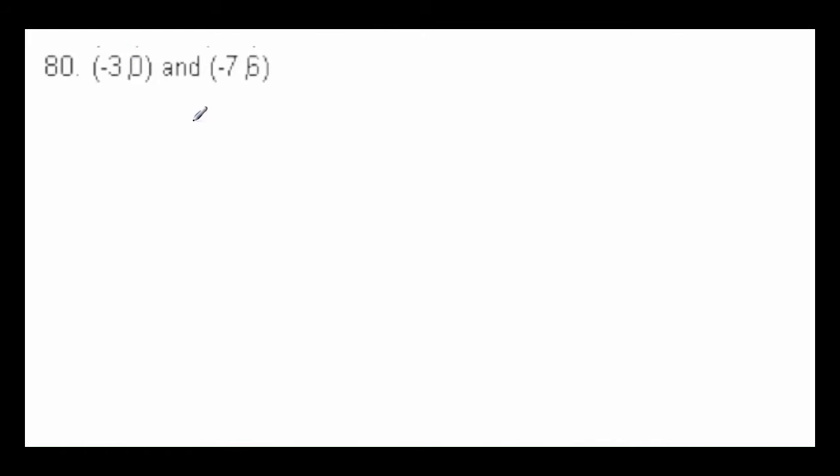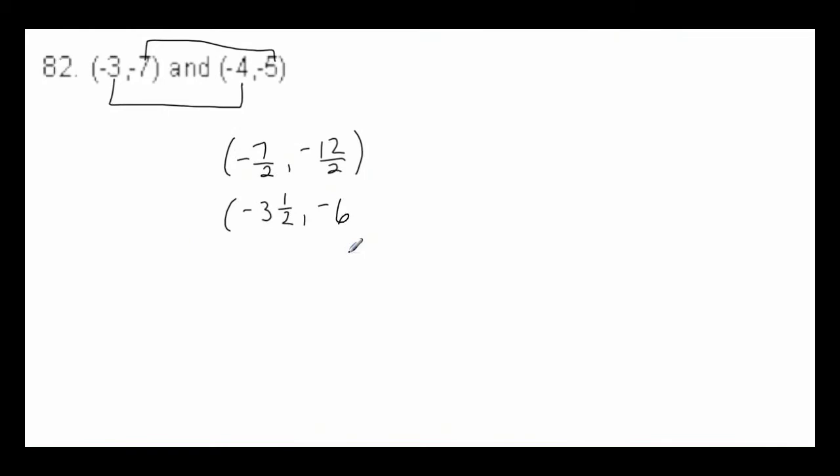Okay, 80. I'm just going to start this one for you and you can finish it. So we know our midpoint will be negative 3 plus the negative 7 over 2. And then the y's would be 0 plus 6 over 2. So again, once you get it in that form after substituting, should be a piece of cake.